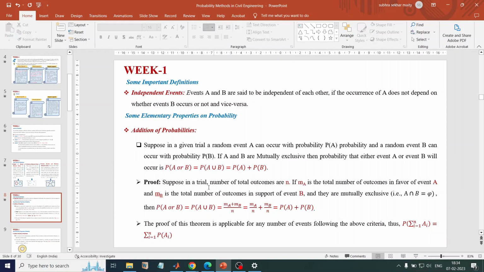Here is a small proof of that. Suppose in a trial the number of total outcomes is n, and if m_A is the total number of outcomes in favor of event A and m_B is the total number of outcomes in support of event B, and they are mutually exclusive, that is A intersection B equals phi, then P(A union B) equals the total occurrence of both events, (m_A plus m_B) by n. If we separate it out, it is m_A by n plus m_B by n, that is P(A) plus P(B), and it is applicable for n number of events.